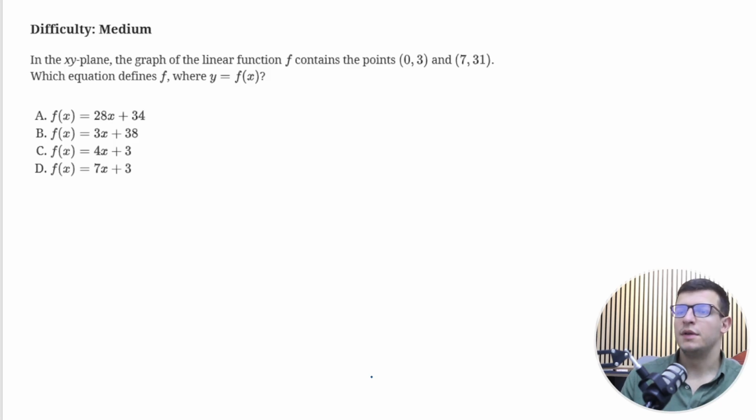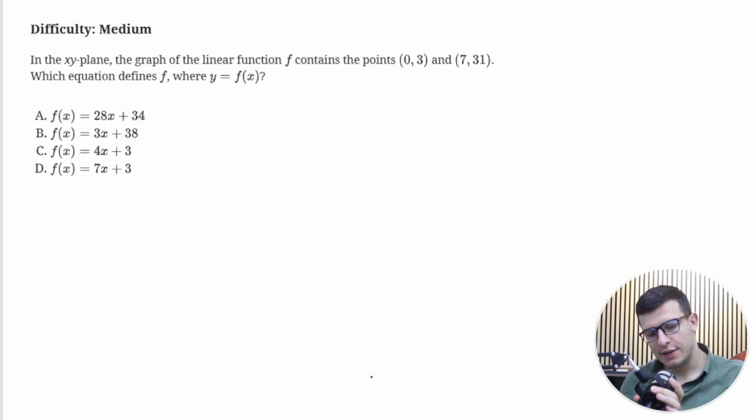In the xy-plane, the graph of linear function f contains the points (0, 3) and (7, 31). Which equation defines f, where y equals f(x)? So we know 2 points. Now if you know 2 points on a line, you can actually find everything about it, right? You can find your m, you can find your b, etc.